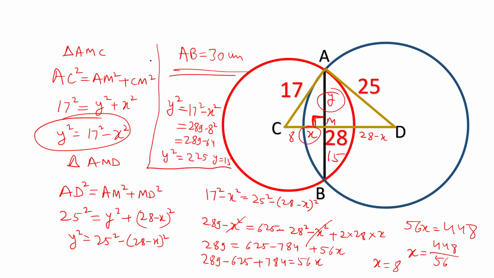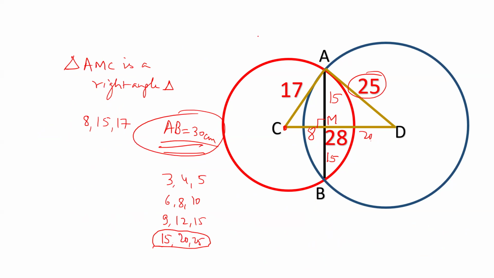So using the Pythagoras theorem, we can find the value of x by forming various equations. But the first approach, using the Pythagoras triplet, is faster.